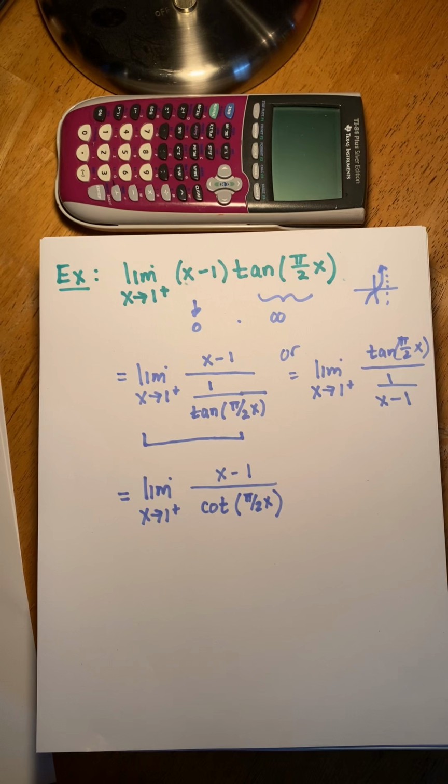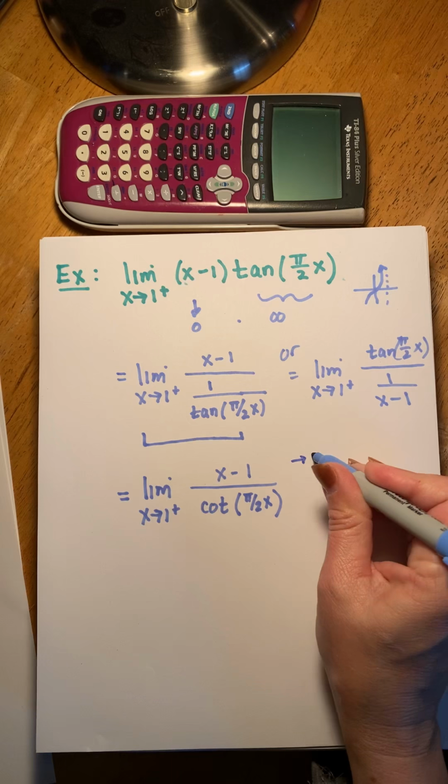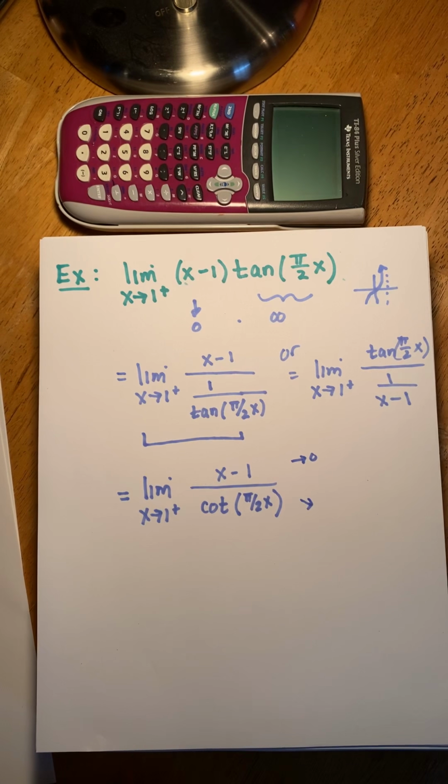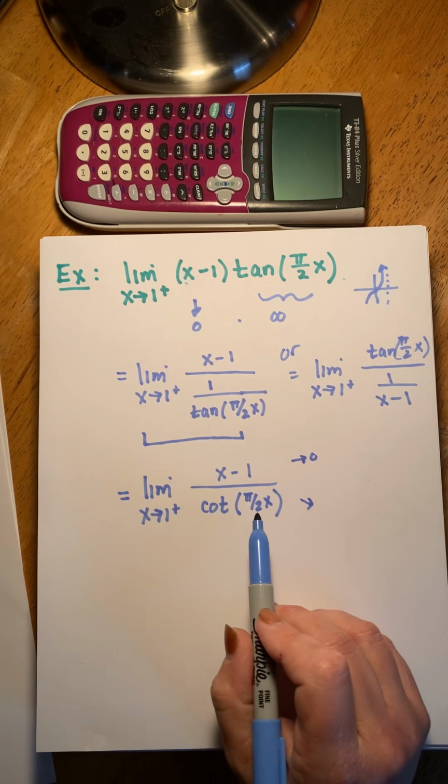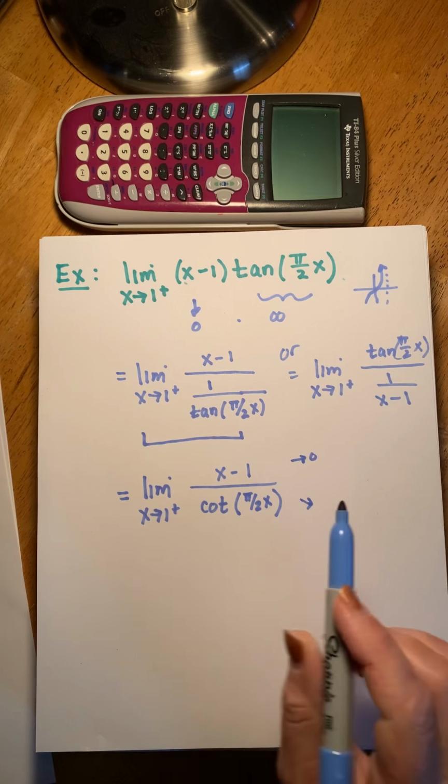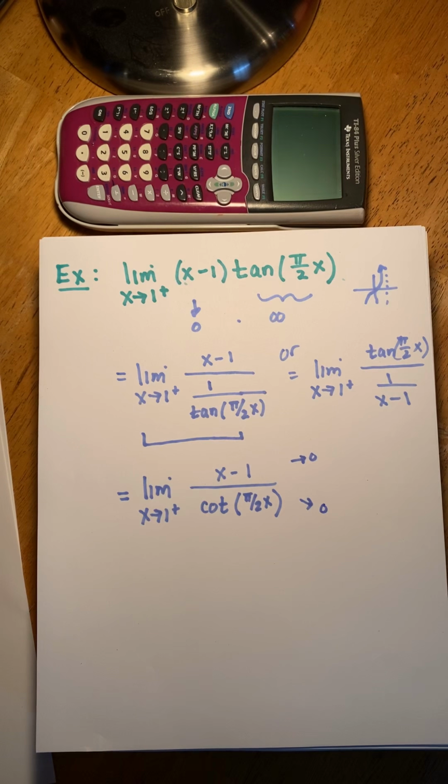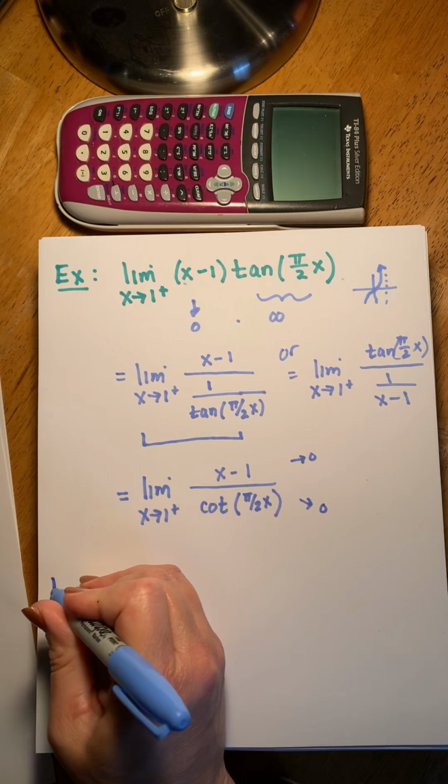So now as x goes to 1, the numerator goes to 0. And the cotangent of pi over 2 is the cosine over the sine. As x approaches 1, the cosine of pi over 2 over the sine of pi over 2 gets closer and closer to 0. So the cotangent of pi over 2 is defined, and it's 0. By direct substitution, we see 0 over 0, so we can use L'Hopital's rule.